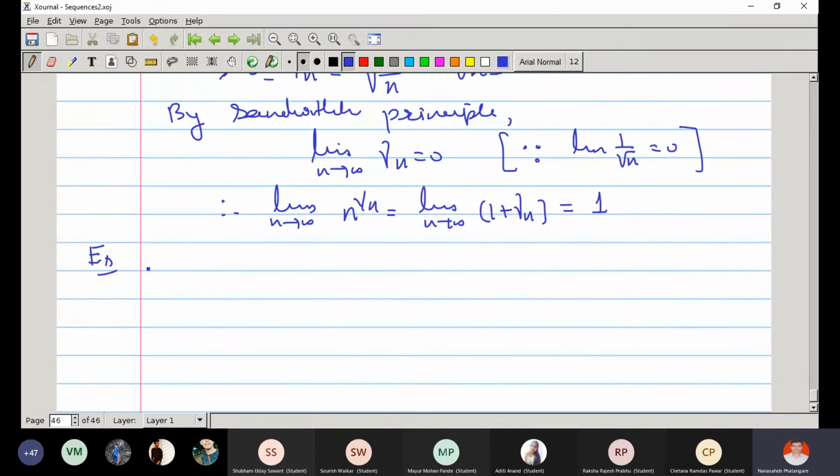Now let us prove what we did yesterday. If 0 is less than b less than 1, then the limit as n tends to infinity of b raised to n is 0. Using the previous theorem or previous criteria, can you prove it without the epsilon-k definition? How will you prove it without using the epsilon-k definition?